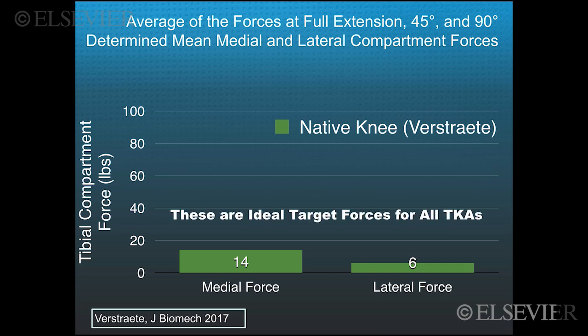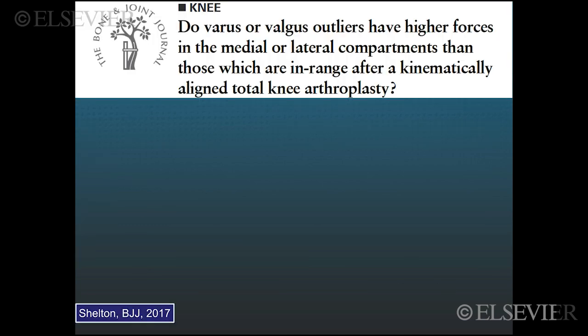So this sets what I would consider, and I think Verstraete considered, to be the ideal target for all total knees. You want the average force from 0, 45, and 90 in a compartment to equal 14 on the medial side and 6 on the lateral side. That's what we should strive for. Now, do we achieve this goal?